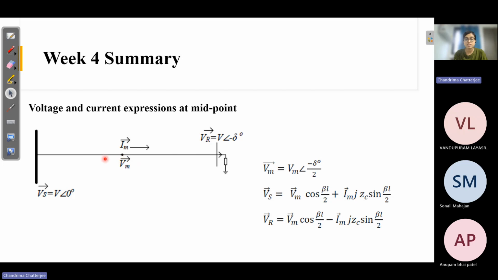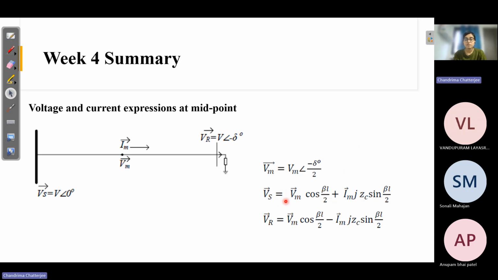So what does it signify? If the line is symmetrical, then the sending end voltage and the receiving end voltage magnitude will be same. If this is V, this will also be V. I am talking about the magnitude, okay, not the phase angle. The phase angle of this will be lagging the sending end voltage obviously, but the voltage magnitude here and here will be same. Okay. So that signifies that the line is symmetrical.